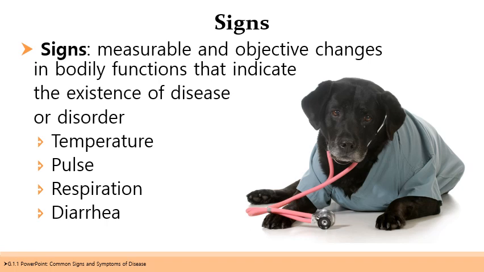Signs are those things that are measurable and objective changes in bodily functions that indicate the existence of a disease or disorder. Things like a rise in temperature. A change in pulse can often be used to determine whether an animal is in pain. Its respiration rate, how many breaths per minute are normal, and if it is in stress, it's going to be breathing heavier or faster than that. And of course, again, diarrhea or loose stools.